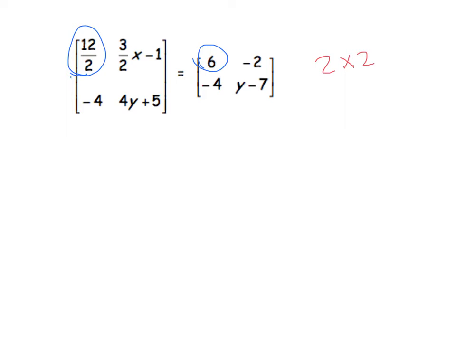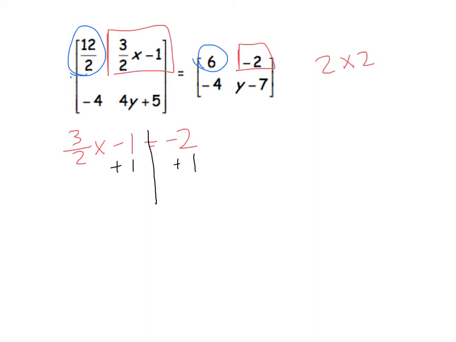Now, if we wanted to identify our unknowns here, I see that I have 3/2 x minus 1 in the entry 1, 2. And I have -2 in the entry 1, 2. Since I know these matrices are equivalent, I know that 3/2 x minus 1 is equal to -2. So now I can solve for that unknown. And we just solve that by undoing. So 3/2 x equals -1. Multiply by the reciprocal. So we get x equals -2/3.